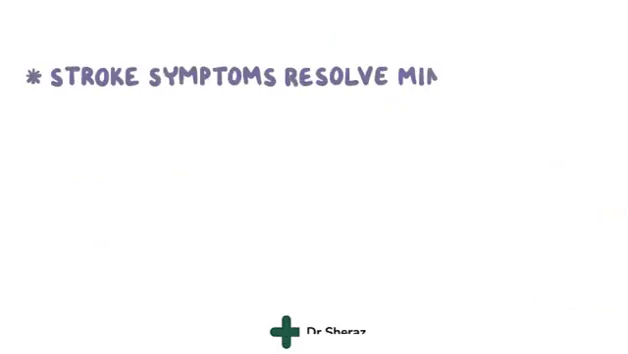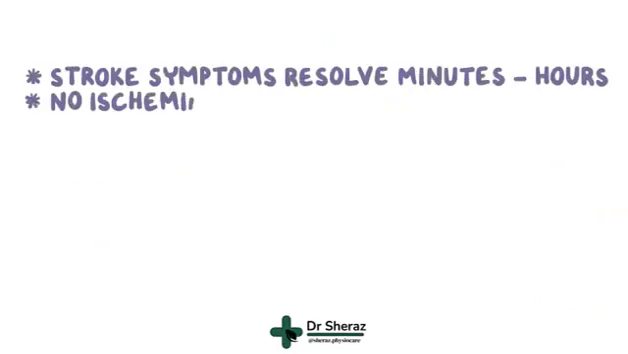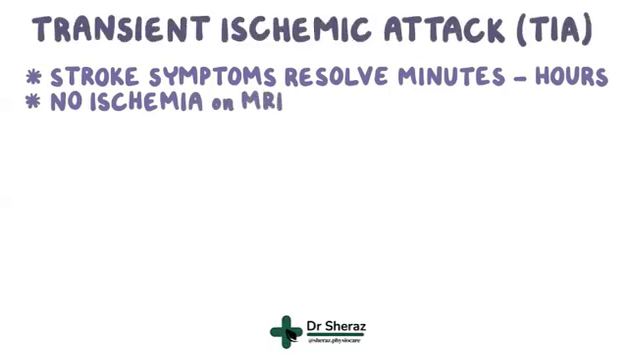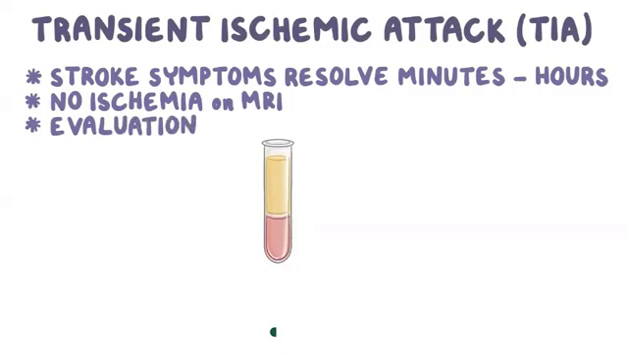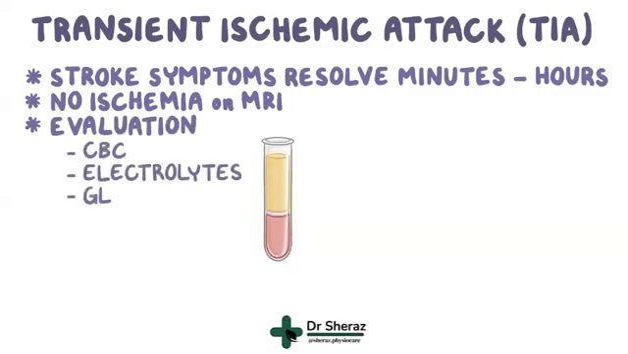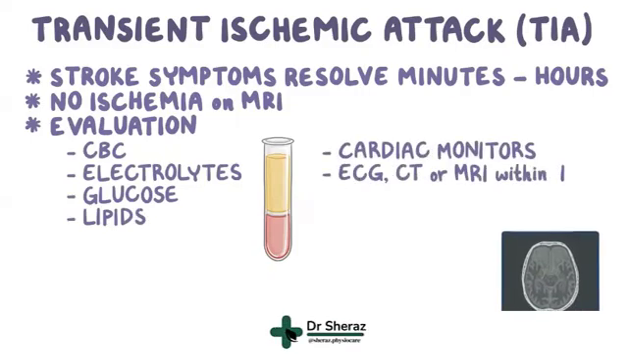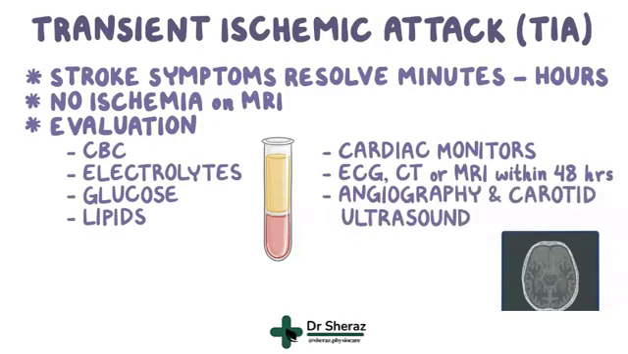Now if the stroke symptoms resolve over the course of minutes to hours, and there's no ischemia on the MRI, then it's considered a transient ischemic attack, a TIA. The evaluation of a TIA includes getting a CBC, electrolytes, glucose, lipids, and an ECG, CT, or MRI within 48 hours, as well as angiography and carotid ultrasound, which can help determine the cause of TIA, like embolism or carotid artery stenosis. With TIA, there are no visible infarcts on CT or MRI, which can help confirm the diagnosis.